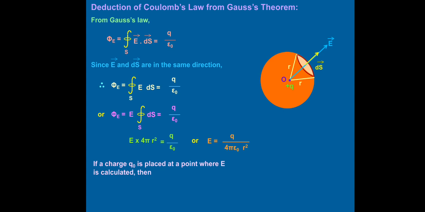If a charge q naught is placed at any point where E is calculated, that is, if we place q naught at the surface of this sphere of radius small r, then we can find the force F equal to q q naught by 4 pi epsilon naught r square, which is Coulomb's law. So there is not much difference between Gauss's law and Coulomb's law. Both are equivalent to each other.